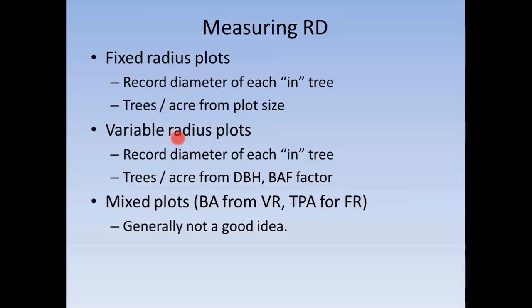I don't recommend mixing plots. When I was in Pennsylvania, they did something very similar with the Gingrich stocking diagram, where they measured basal area using variable radius plots and trees per acre using fixed radius plots. And I recommend not doing that because you're sampling with 2 different levels of intensity, and you can get nonsensical answers. You can get your trees per acre answer being pretty different from your basal area answer. So I would recommend not doing that. I would be much happier using a variable radius system and making an estimate of diameter to reduce time, if that's a factor, than mixing plot types.